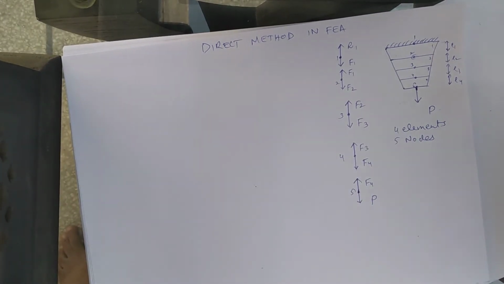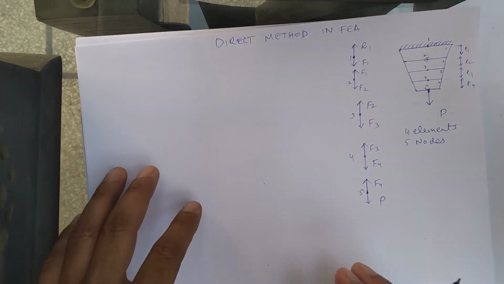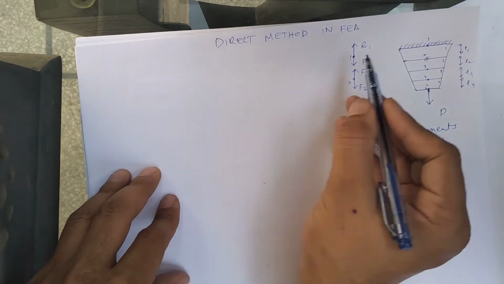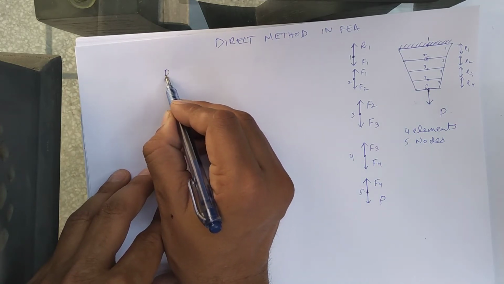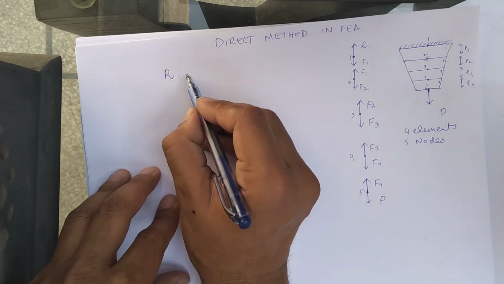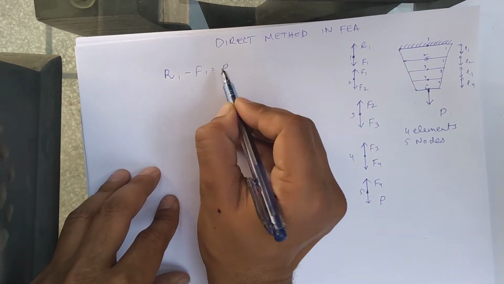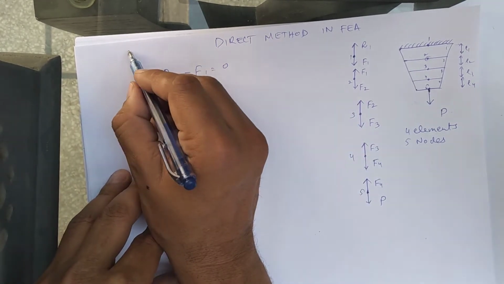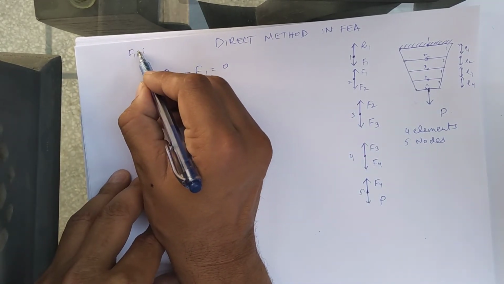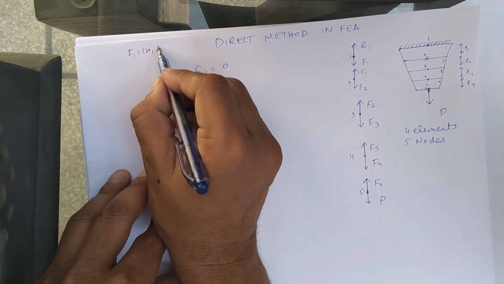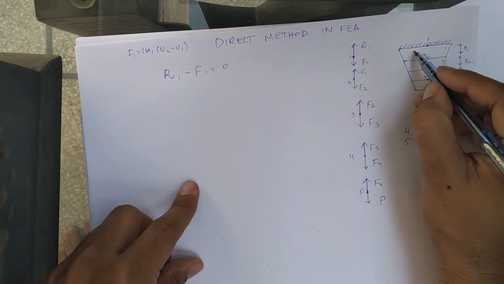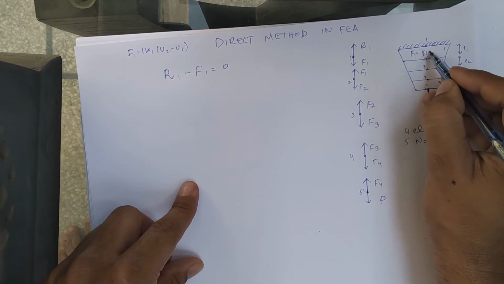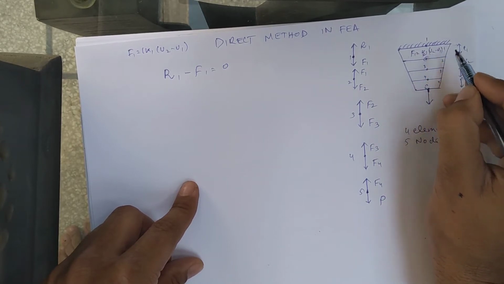So we will write the equations for each node one by one. What are the equations of equilibrium? Sum of all the forces in the y direction equals 0. So that will be R1 minus F1 equals 0. And we know that F1 is equal to K1 into U2 minus U1, K1 delta U. So this is for element number 1: the force in element 1 is F1 equals K1 times U2 minus U1.